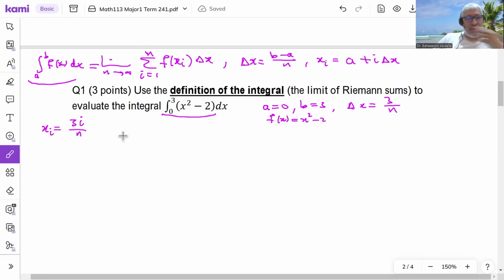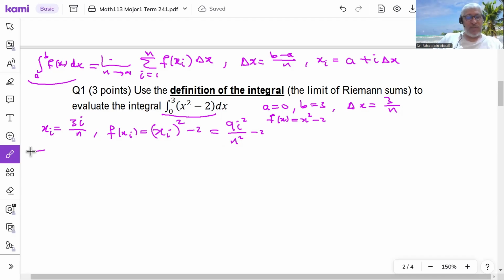Good. Now I need f of x_i. Well, this is f of x, so I need to replace x by x_i. So it would be x_i squared minus 2. And what is x_i? It's 3i over n. So when you square it, it would be 9 i squared over n squared, minus 2. So this is f of x_i.